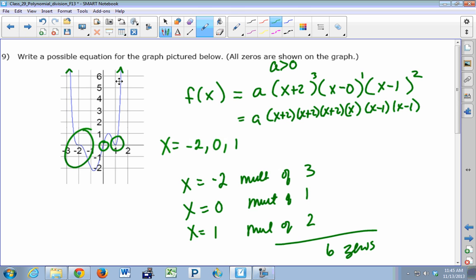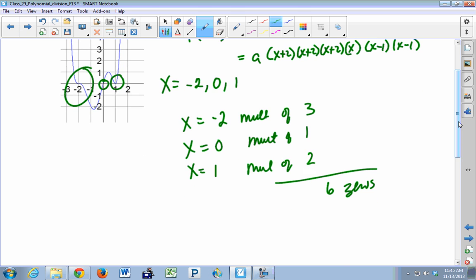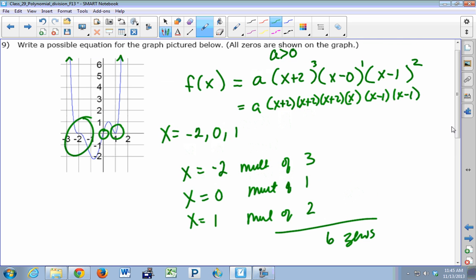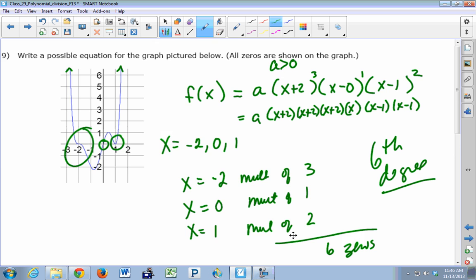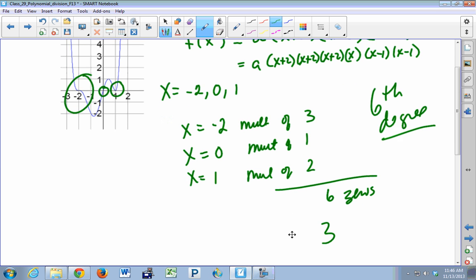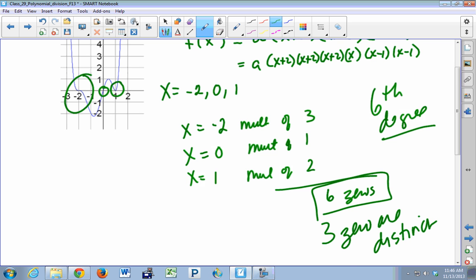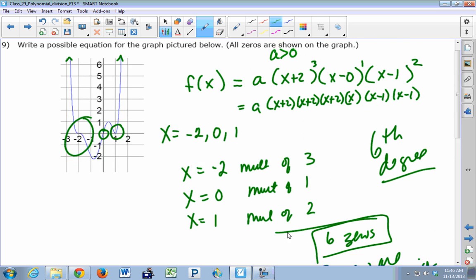3 of them are distinct. We have 3 distinct zeros, but we have 6 zeros for the polynomial because this is x times x times x times x times x times x. This would be a 6th-degree polynomial. We have 6 zeros, 3 are distinct. They're different. But you always count the number of zeros based on the multiplicities.